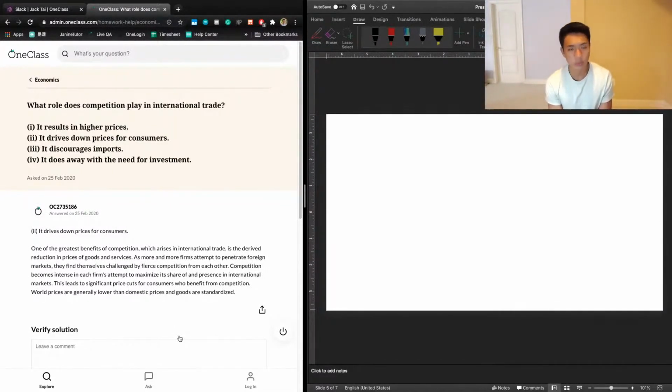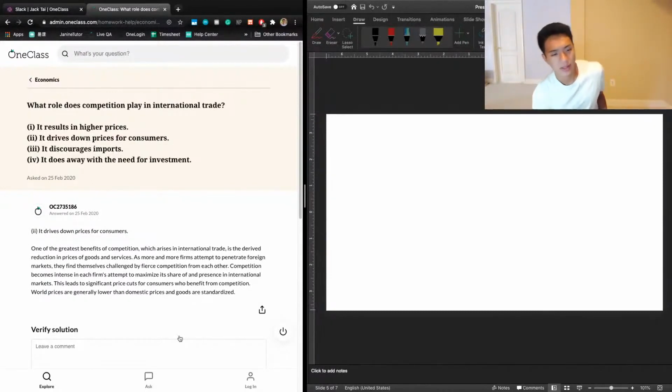So imports is a byproduct of international trade. And finally, 4, it does away with the need for investment. And that's not true, right? International trade, if anything, encourages investment because now we don't just have domestic investment, we also have foreign investment, money from other countries flowing into our economy in order to invest in things that are happening here. And so that's not going to be correct as well. So it really seems that 2 is the best answer here, that the role that competition plays in international trade is to drive down prices for consumers. And so that's exactly what we're going to find ourselves saying.